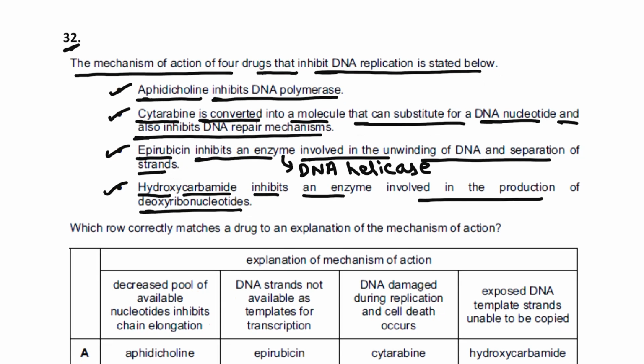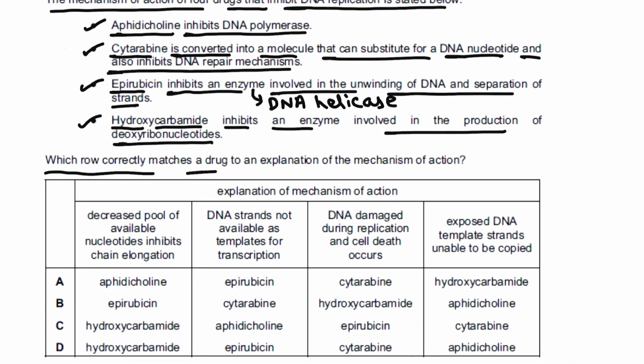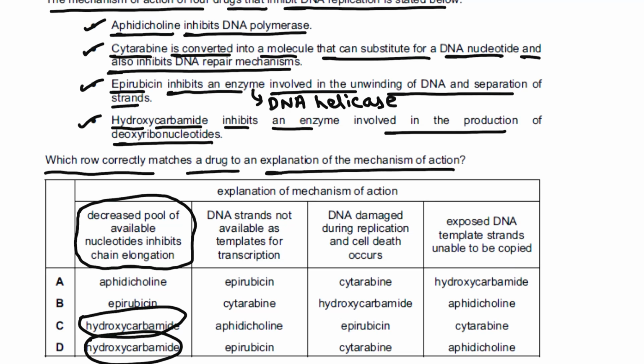Okay, which row correctly matches a drug to an explanation of the mechanism of action? Decreased pool of available nucleotides inhibit chain elongation. So there will be fewer nucleotides, and as a result, the chain elongation or the DNA elongation will not occur. So which drug will cause the decreased pool of available nucleotides? The answer is hydroxycarbamide. That's because it inhibits an enzyme involved in the production of deoxyribonucleotides, so there will be a decreased pool of available nucleotides for the chain elongation.